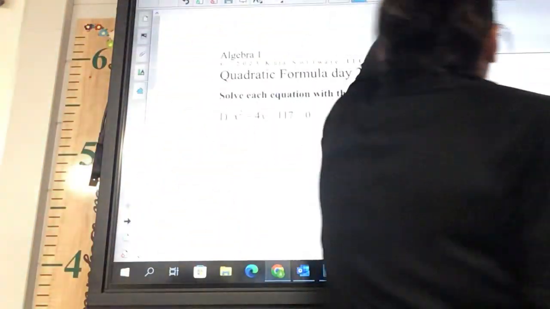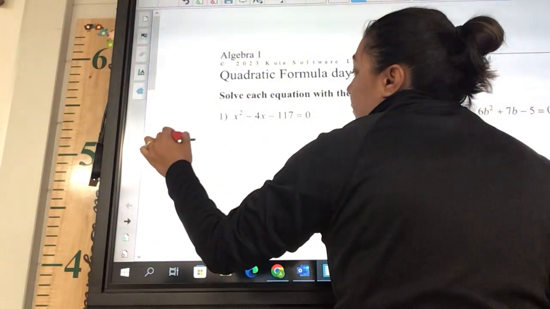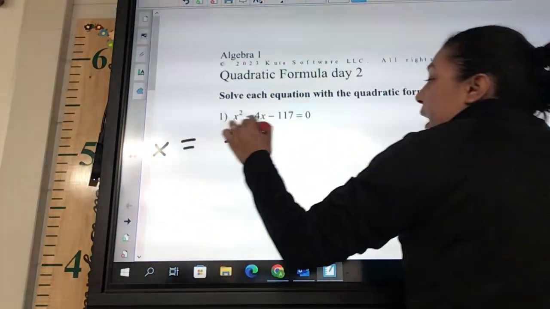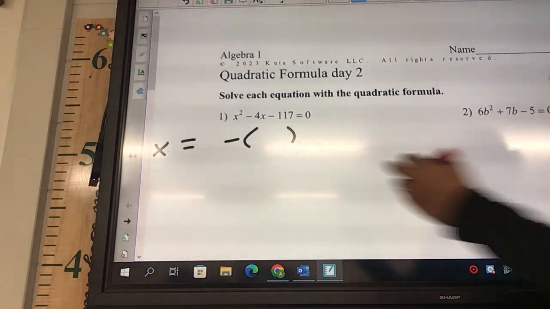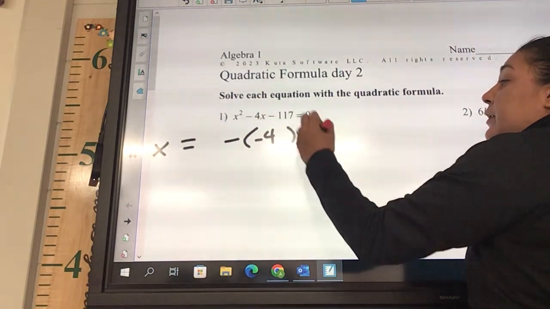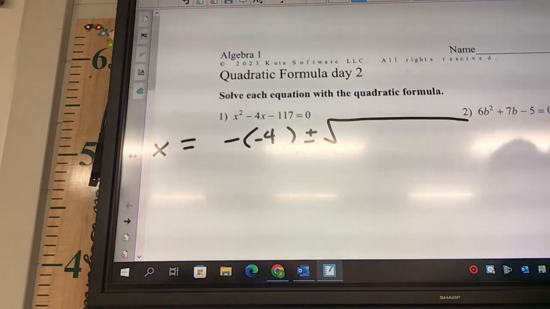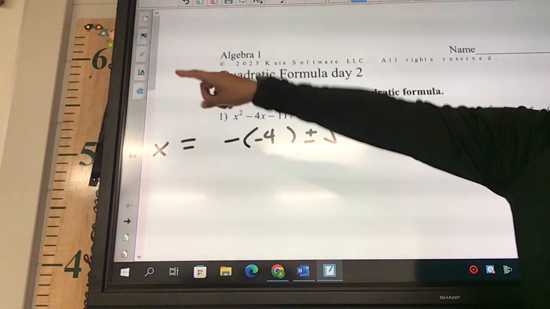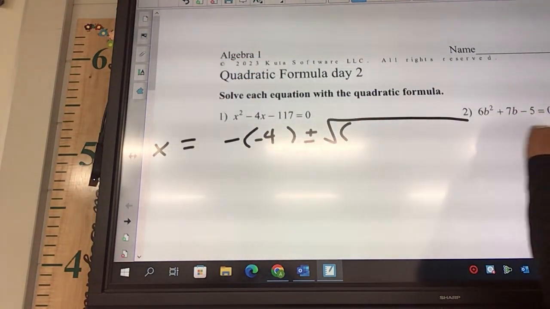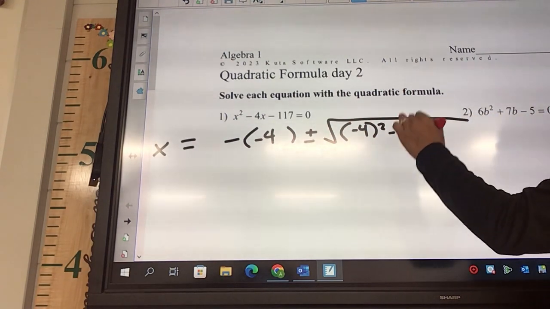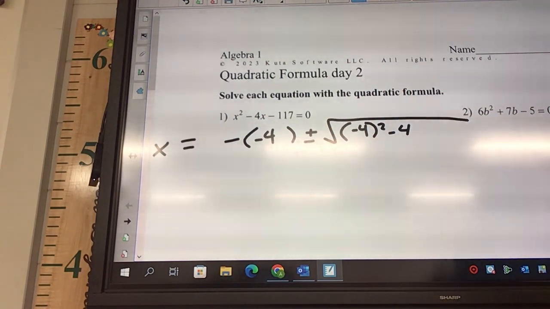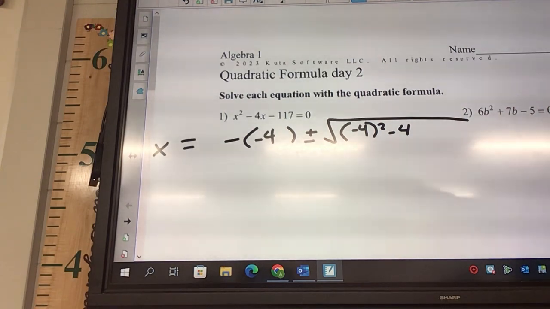So I'm going to say x equals. We're going to say negative parenthesis, what is my B? Negative 4, plus or minus the square root. And again, it says B squared. What is my B? Negative 4 squared minus 4. That 4 automatically always stays there. And then it says AC.